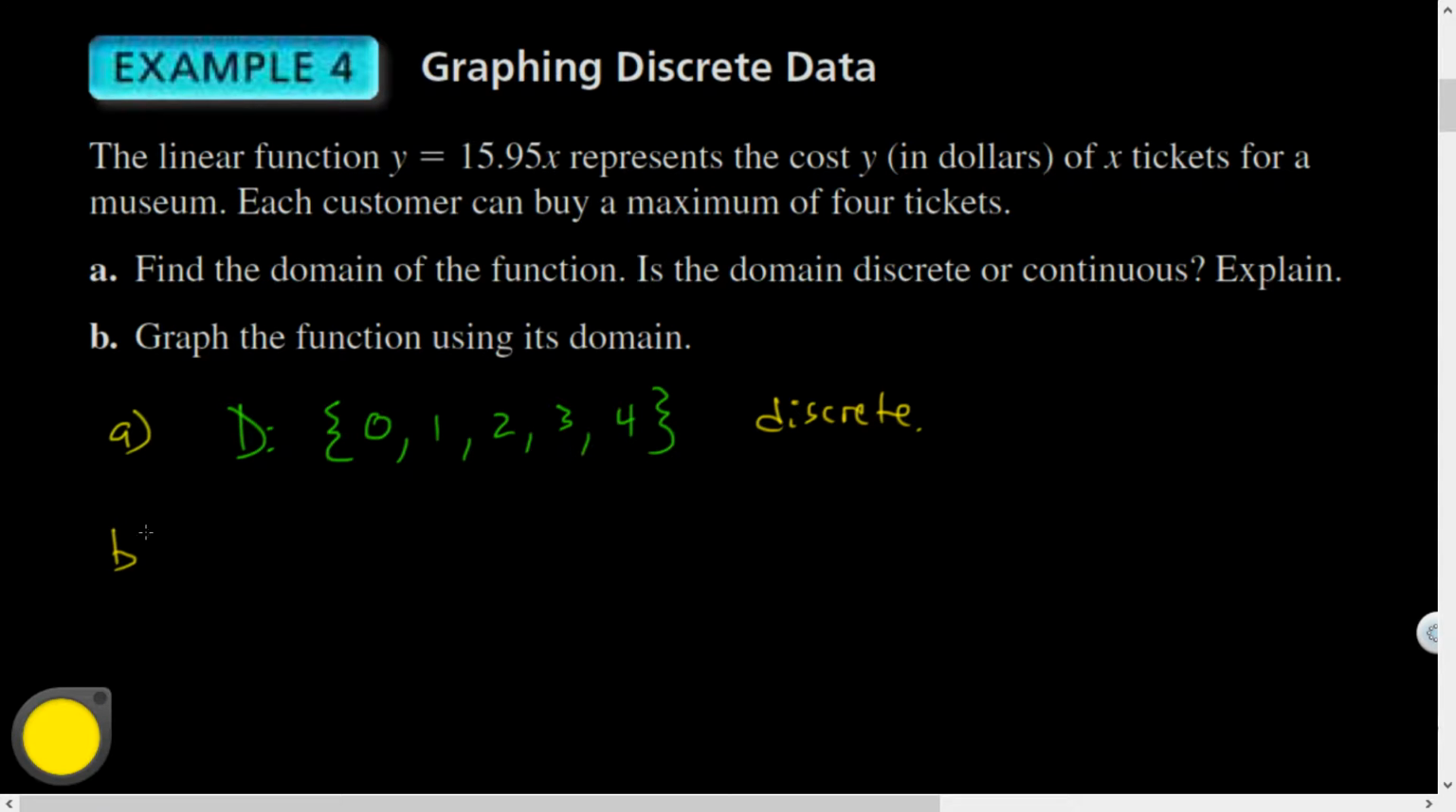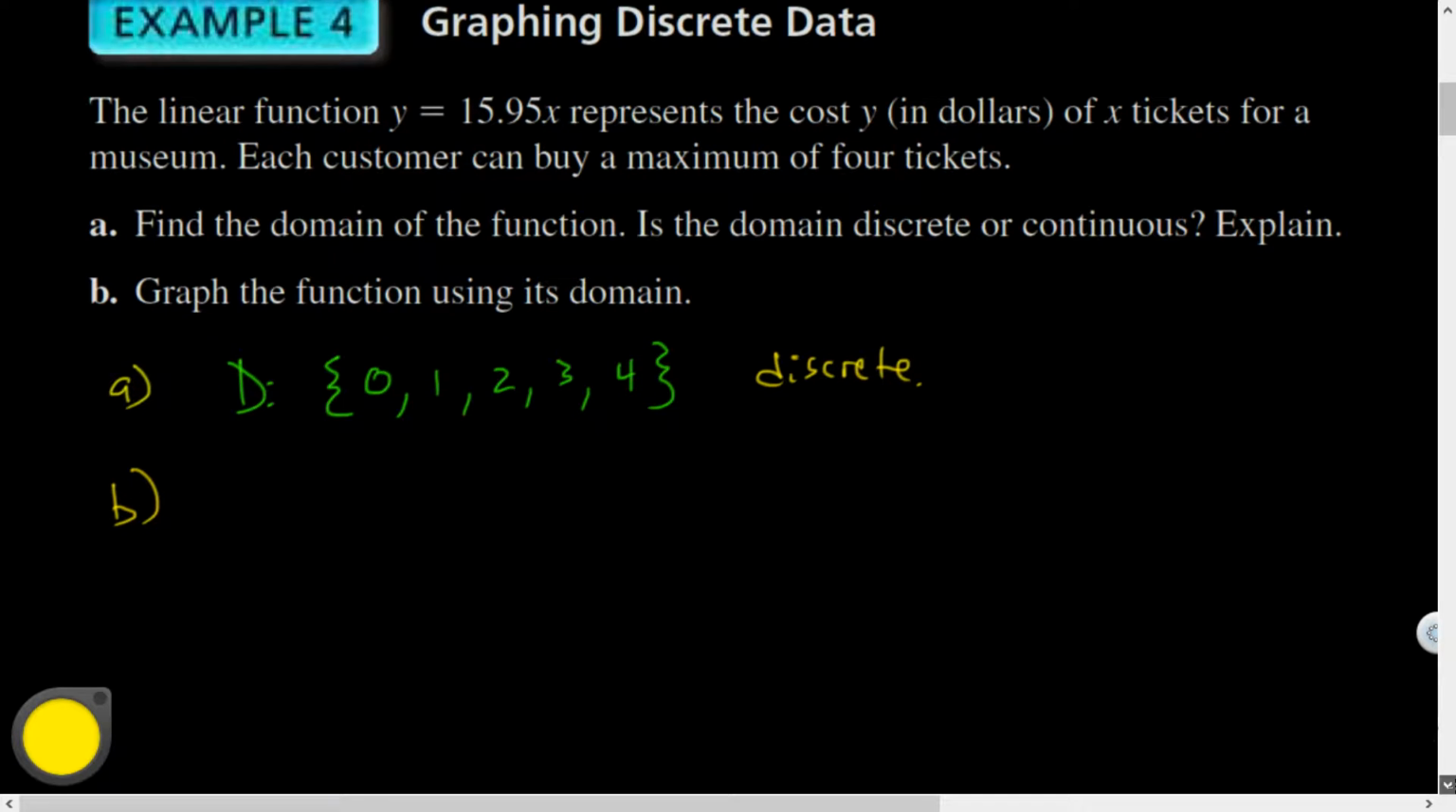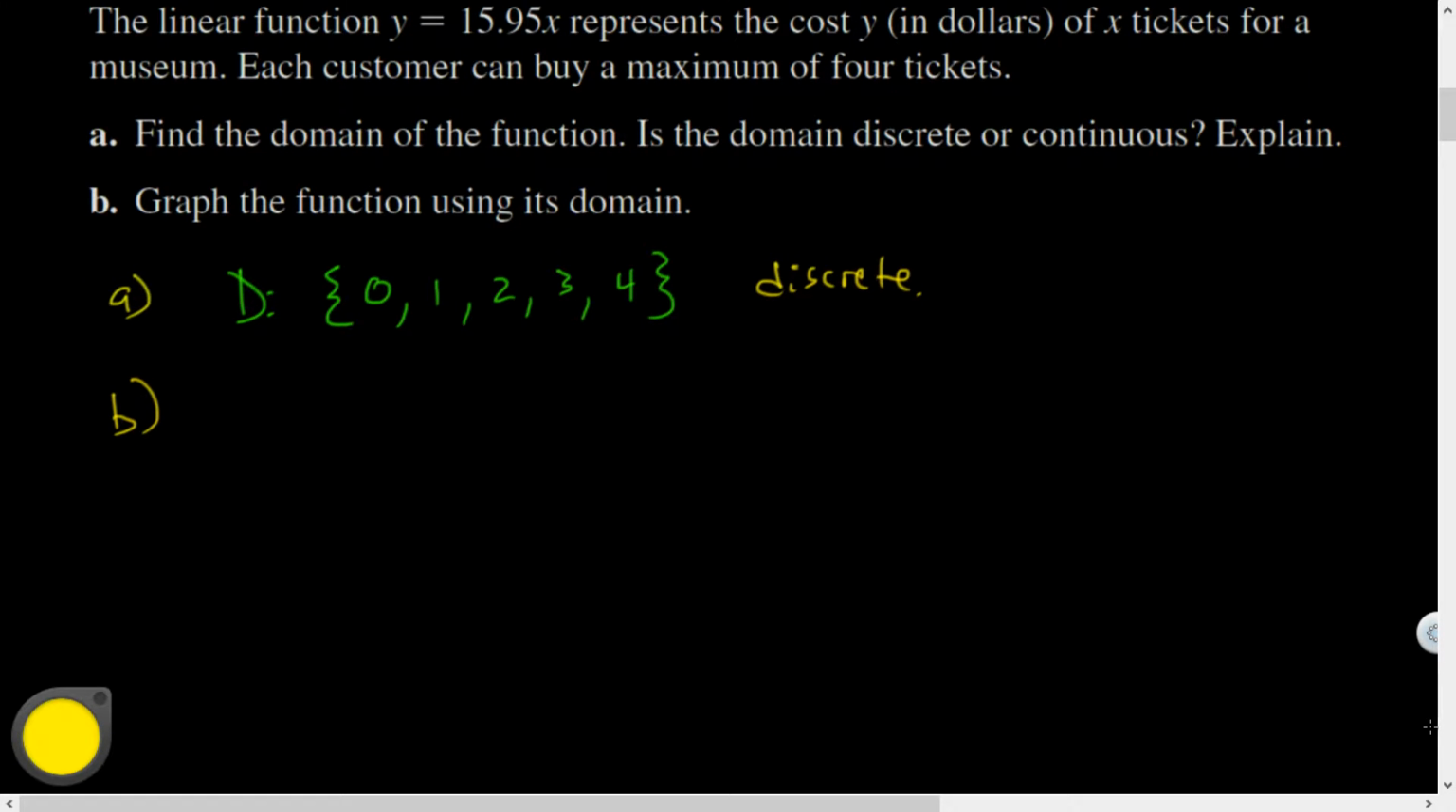Then it says this, challenge for us. Graph the function using the domain. All right, let's see. Let me grab a snapshot of a grid. I don't know if I gave you guys a grid.